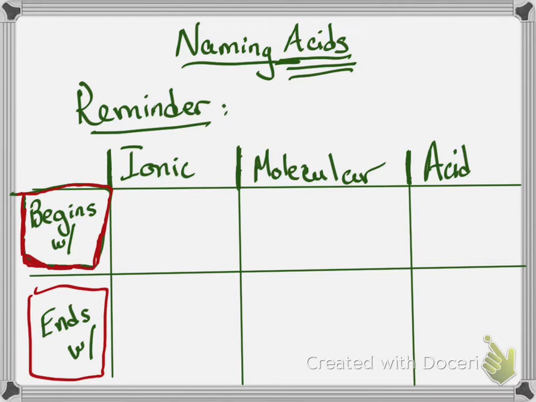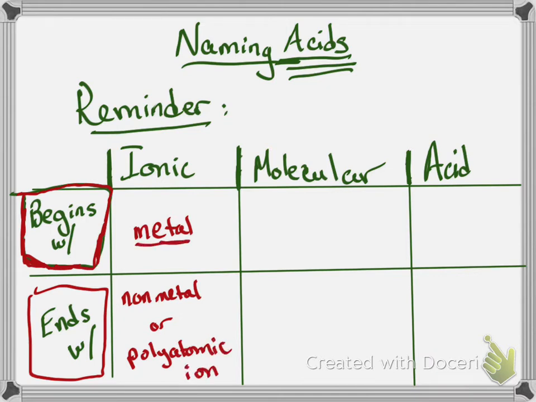Ionic compounds always begin with a metal, and they will end with a nonmetal or a polyatomic ion. And that's what we saw last week. With these metals, the only other thing that you can start with for an ionic compound would be NH4, which is ammonium, a polyatomic ion. I didn't want to put polyatomic ion or a metal, but NH4, ammonium, is another one.